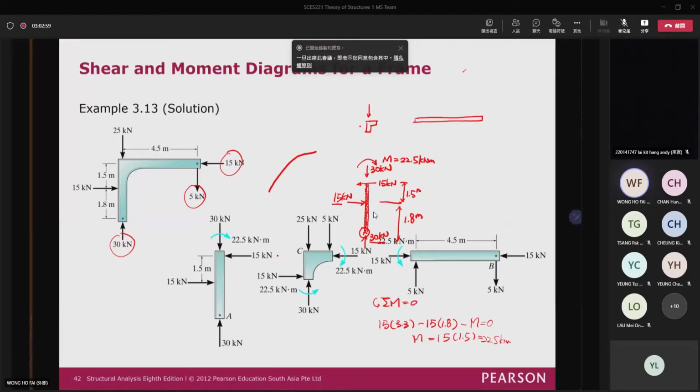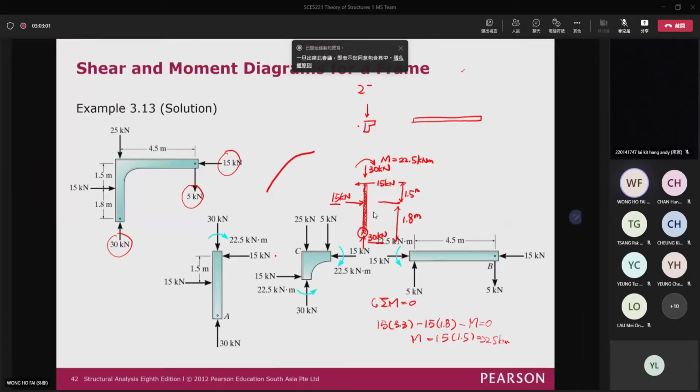And then you have 25 kN on the top. Don't forget about that. And then because this one is actually an action and reaction pair, if you have 30 kN pointing downward, you should have 30 kN pointing upward. They are called an action and reaction pair. And then if you have 15 kN pointing to the left, you should have 15 kN pointing to the right.